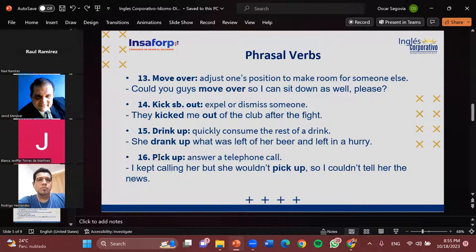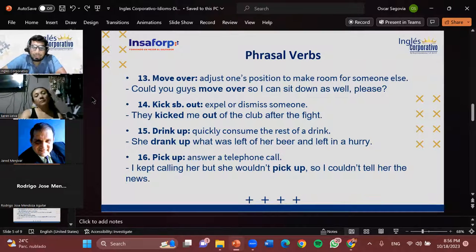Now we have pick up. Pick up is normally going to be answer the phone. The reason why is because phones in the past, if you have seen videos or have used them, normally were in a laid down position and you had to move them up and pick them up. So that's when the phrasal verb pick up started to be used to refer to simply answering the phone. Nowadays, of course, if we have our phone on the table, we still have to pick it up and bring it to our ear.